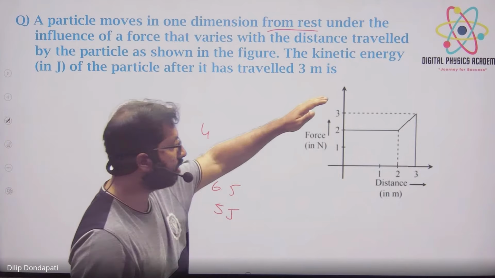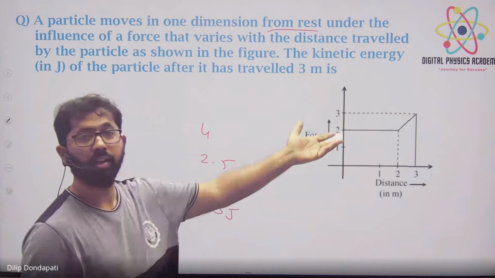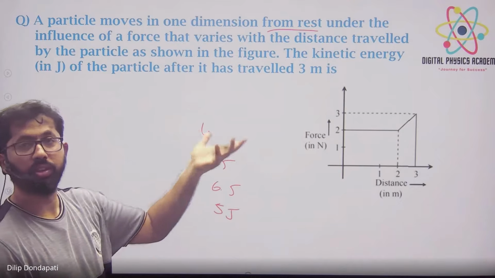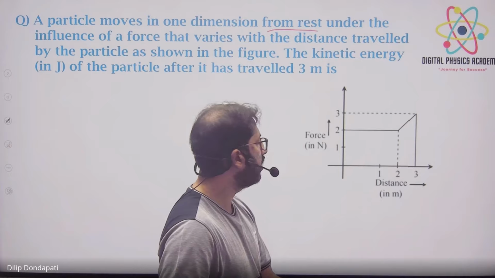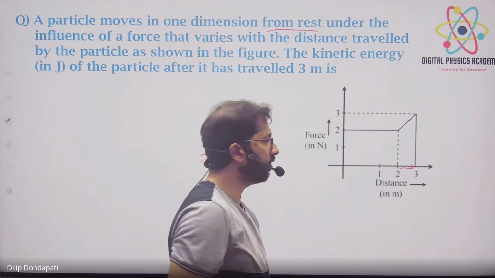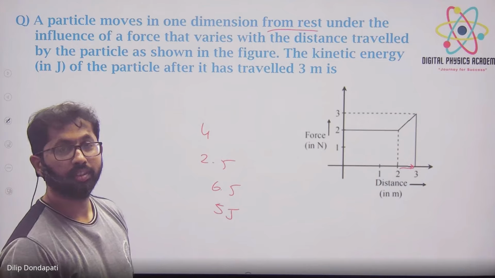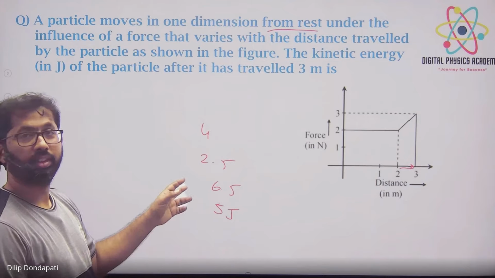एरिया अंडर द फोर्स एंड डिस्प्लेसमेंट ग्राफ गिव्स आपको क्या आएगा? Work done. So can you tell the area of the upper trapezium? एरिया ट्रेपेजियम फॉर्मूला क्या है? Half into sum of parallel sides into height. So what's the height, is it 2 or 1? Height is 1. So half into 2 plus 3 into 1, 2.5. 2.5 plus 4, 6.5. 6.5 आंसर.